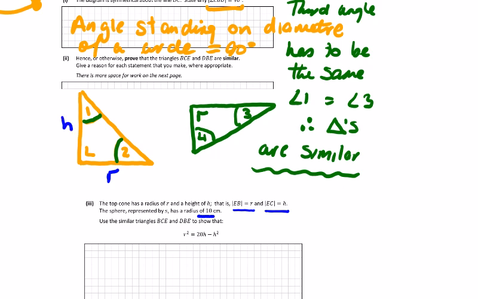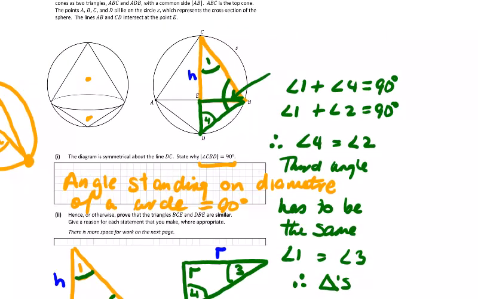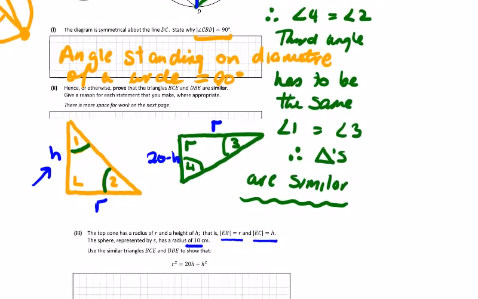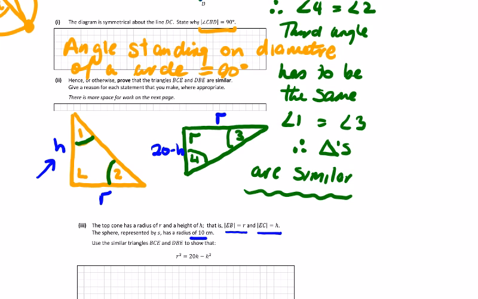So this one is h. So we just need to get into the other triangle. That one has to be r as well because both of them are along here. And if the sphere has a radius of 10, then this whole diameter is 20. So this one is h over here. This one here has to be 20 minus h. So which angles are the same? 4 is equal to 2. So angle 4 is equal to angle 2.